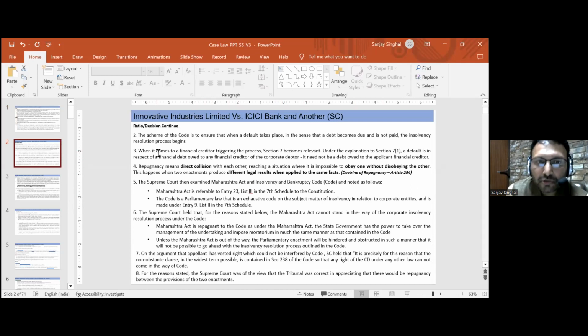So what is the decision of the Supreme Court? The Supreme Court clarified that the scheme of the code is to ensure that when a default takes place, in the sense that a debt becomes due and is not paid, the process can be triggered. When it comes to a financial creditor triggering the process, Section 7 becomes relevant. Under Section 7, subsection 1, a default in respect of a financial debt is owed to any financial creditor of the corporate debtor. This means that when there is a default in respect of one financial creditor, the application can be filed by the other financial creditor as well under Section 7.